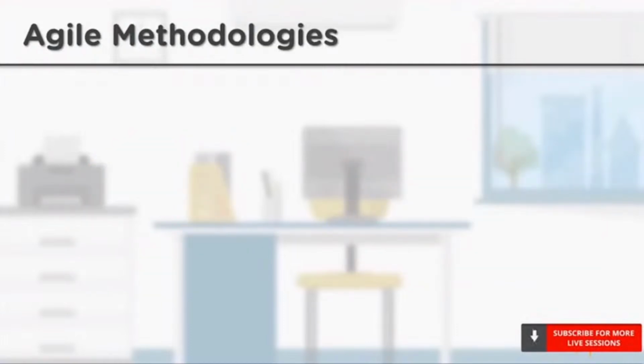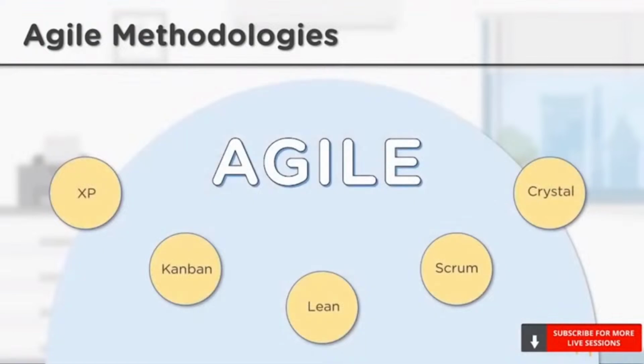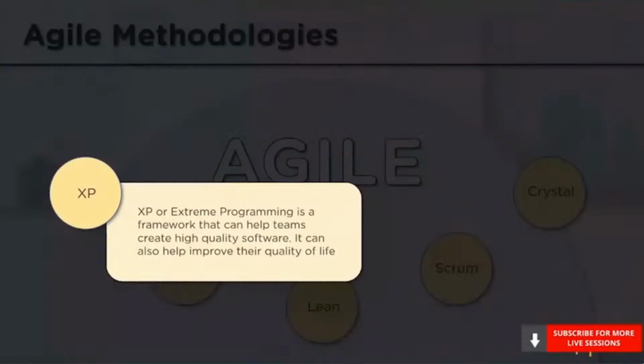Now, let's talk about some Agile methodologies. Let's have a look at each of them. First off, XP. Extreme Programming, or XP, is a framework with which teams can create high-quality software. It can also greatly help improve their quality of life. It also involves the appropriate engineering practices to enable software development. Now, it is applicable for teams handling changing requirements while working with smaller teams, handling risks due to new technologies, and much more.